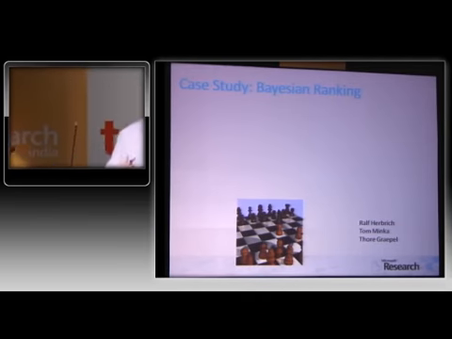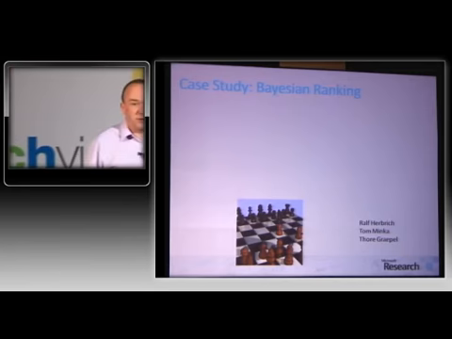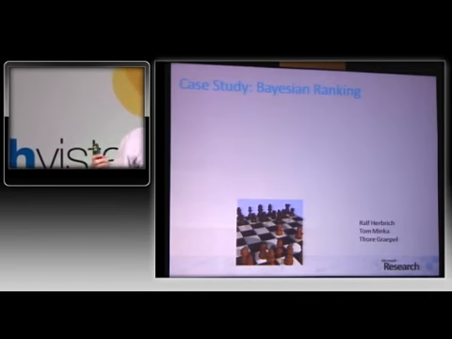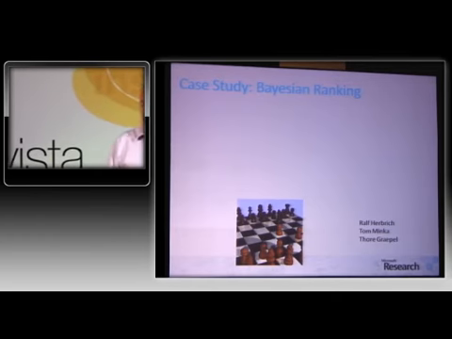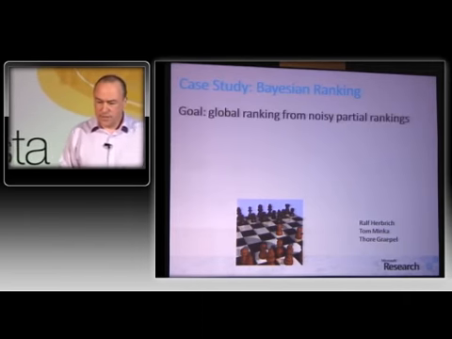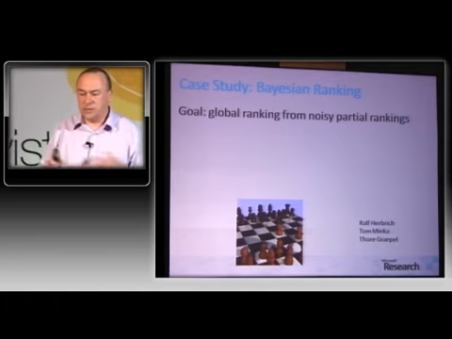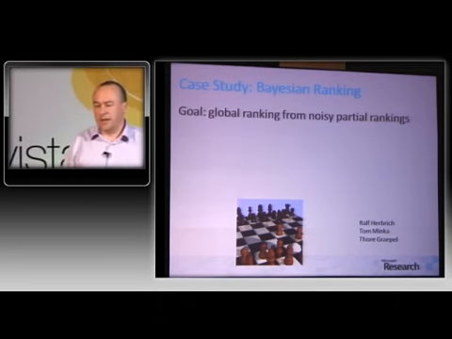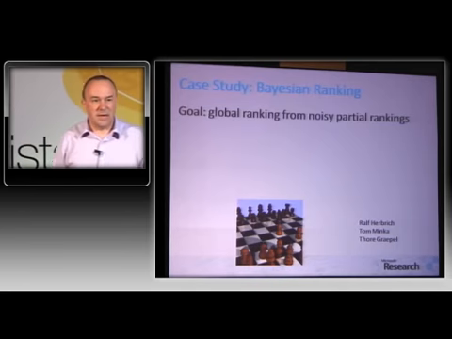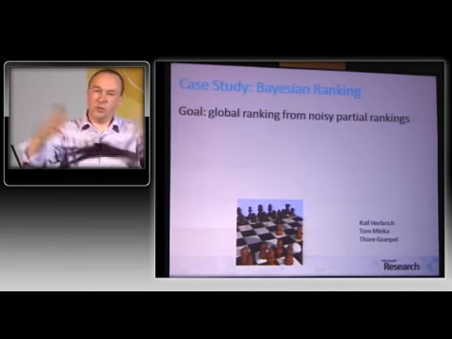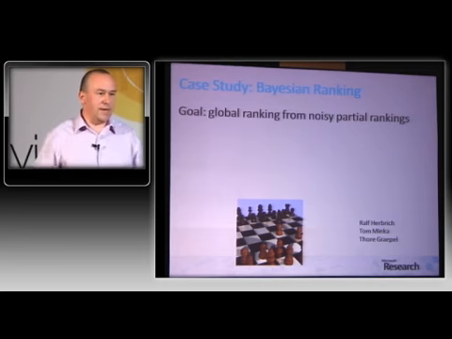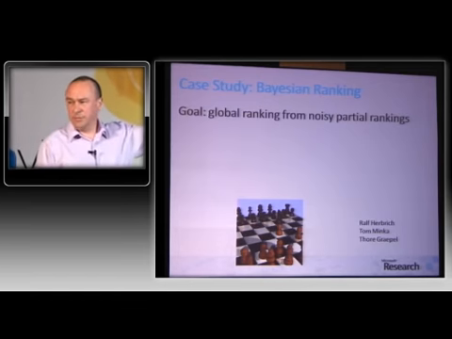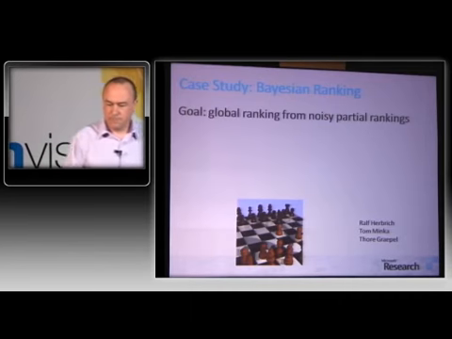This is some work which was done by colleagues of mine in the machine learning group at Microsoft Research in Cambridge, and they developed a general algorithm based on this paradigm for solving ranking problems in a Bayesian context. So the problem we want to solve is to obtain a global ranking from noisy partial rankings. Now, a good example to think of here is a chess club. So imagine we're all members of a chess club. We play games of chess with each other, and we want to work out who's the best, who's the second best, and so on. We want a sort of leaderboard.